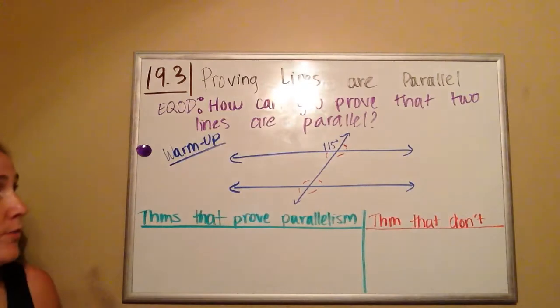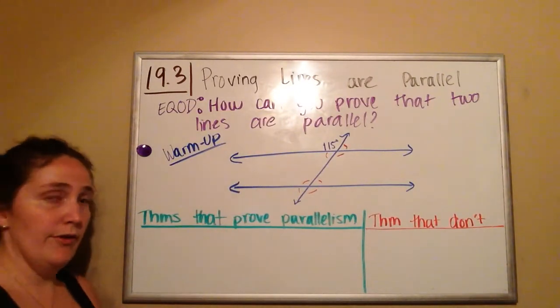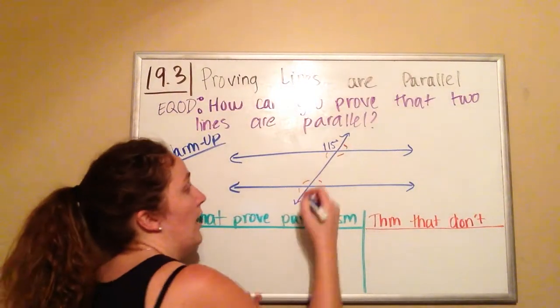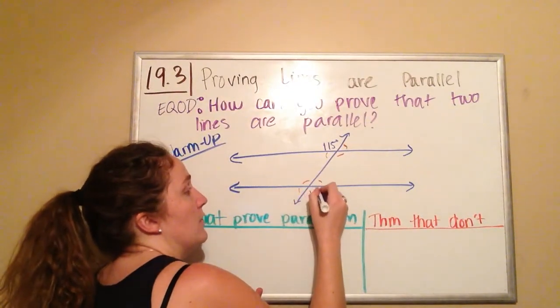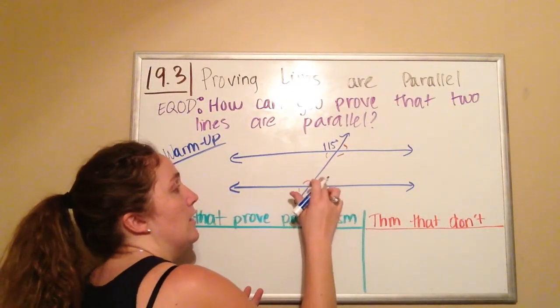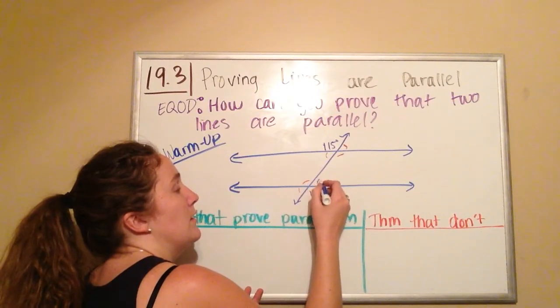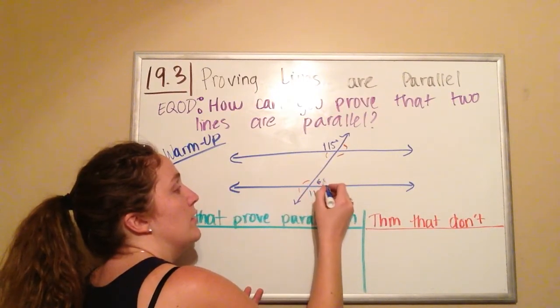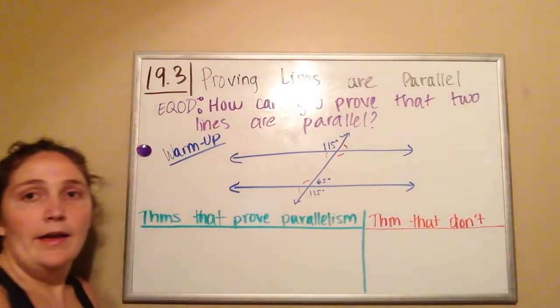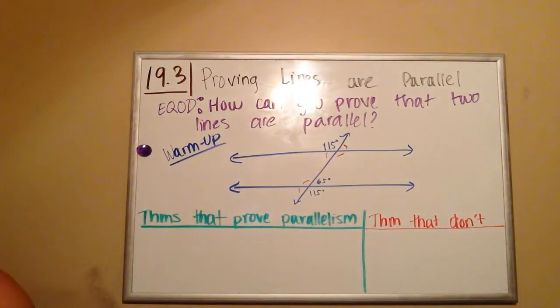Okay, so you're back with me. You just filled all these in. Just to make sure we're on the same page, I will fill a couple of them in. You should have 115 degrees here. Should have 65 degrees here. Okay, and all of those other ones should be filled in as well.